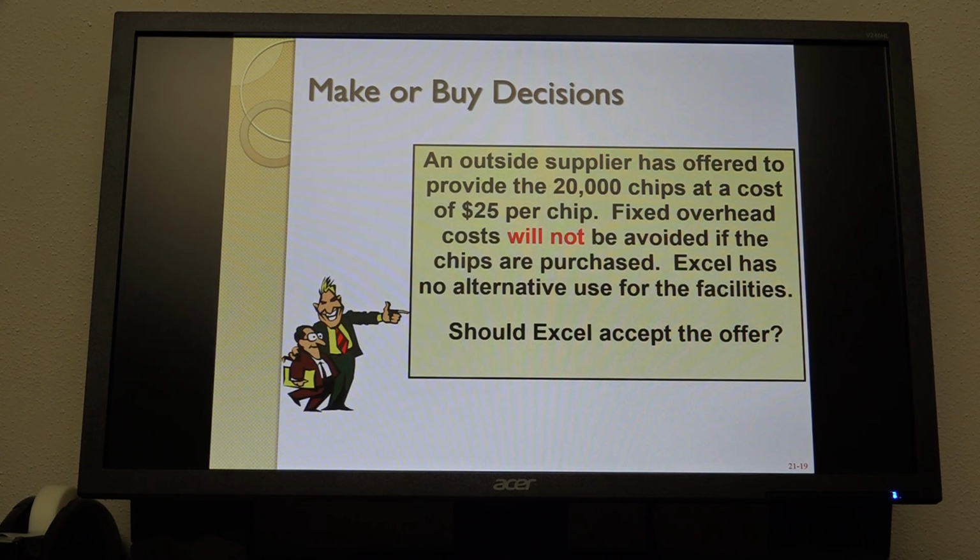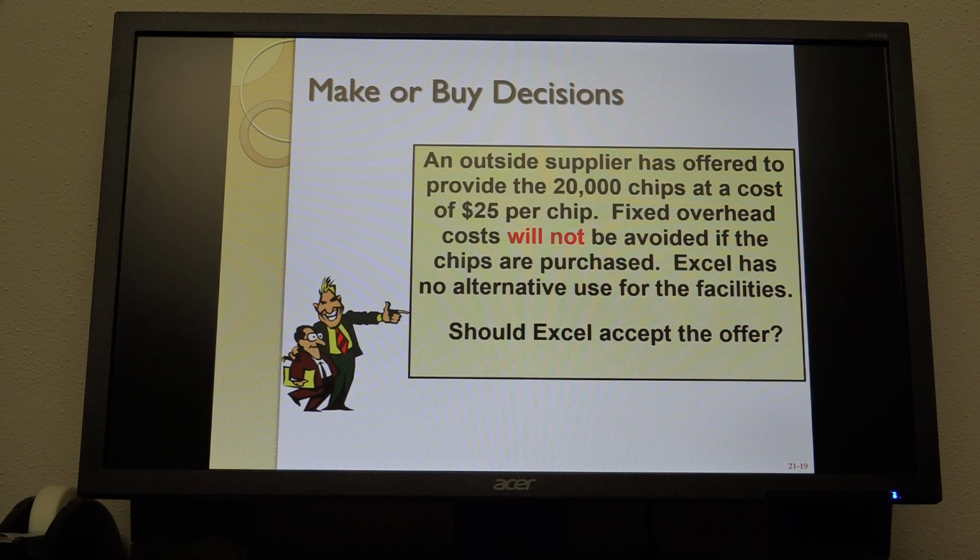And so an outside supplier is offered to provide the 20,000 chips at a cost of $25 per chip. Fixed overhead costs will not be avoided if the chips are purchased. So, like I said, Excel has no alternative use for the facilities. Should Excel accept the offer?